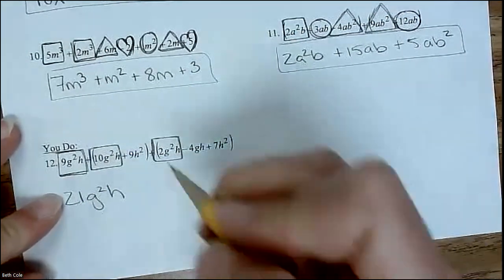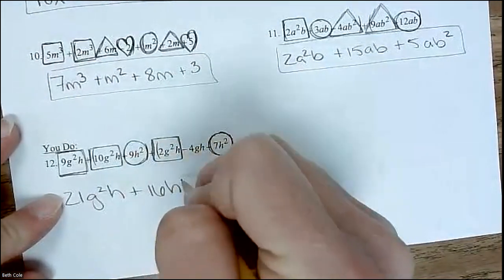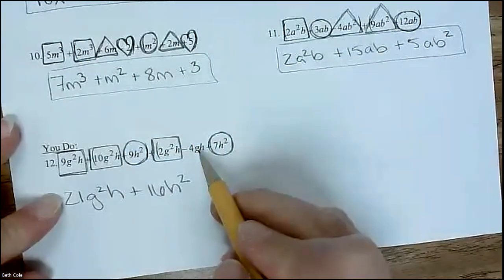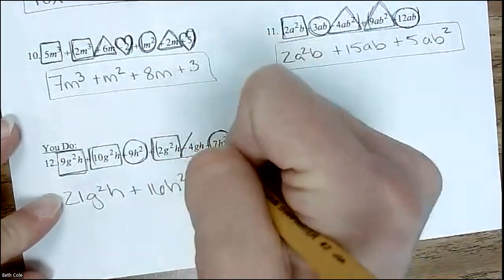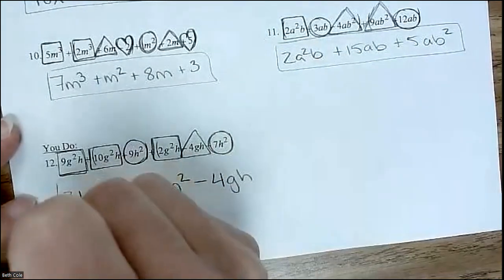Okay, good. All right, then I have 9h squared. Good, plus 7h squared, that'll be 16h squared. And then this guy is left over. Here, I'll put a triangle around it just to make it not feel left out. It'll be minus 4gh.